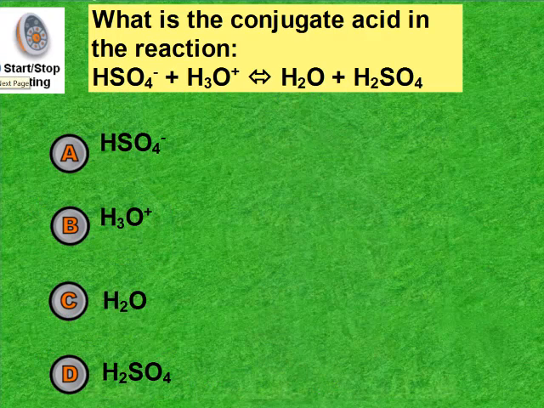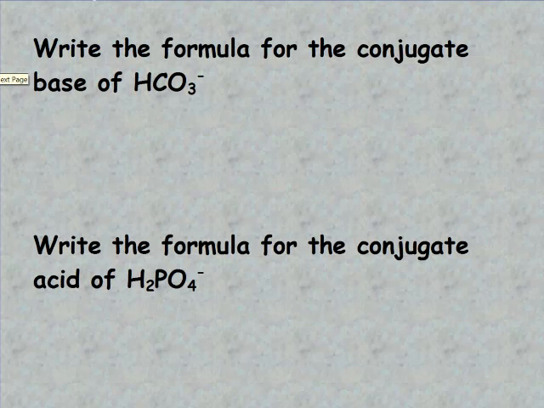So our conjugate acid then is D. This is our acid, conjugate base, conjugate acid, base. These are a little bit trickier. It says write the formula for the conjugate base of HCO3 negative.